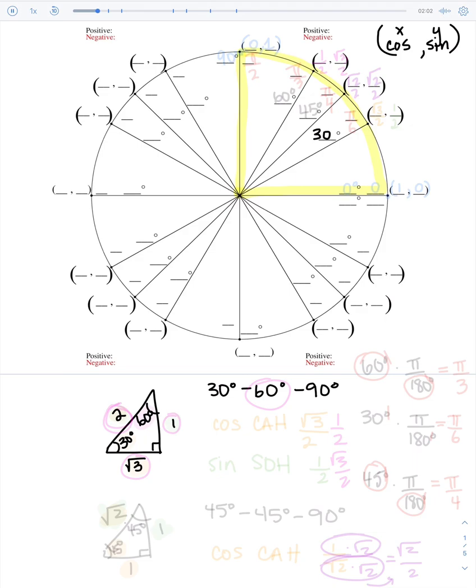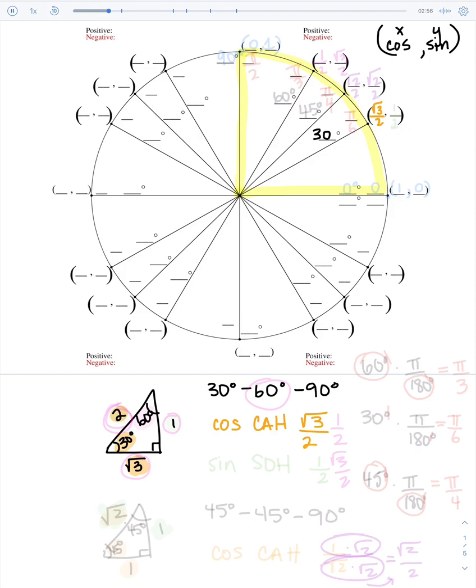So what does this mean? It means if we want to talk about cosine for our x's for the 30-degree angle, we've got to remember that cosine is adjacent over hypotenuse. From the 30-degree angle that we're looking at here, our adjacent, the side next to it, would be square root of 3, over 2, your hypotenuse. So for our 30-degree angle, our x-coordinate, our cosine, would be square root of 3 over 2. That would be our x-coordinate for that point.